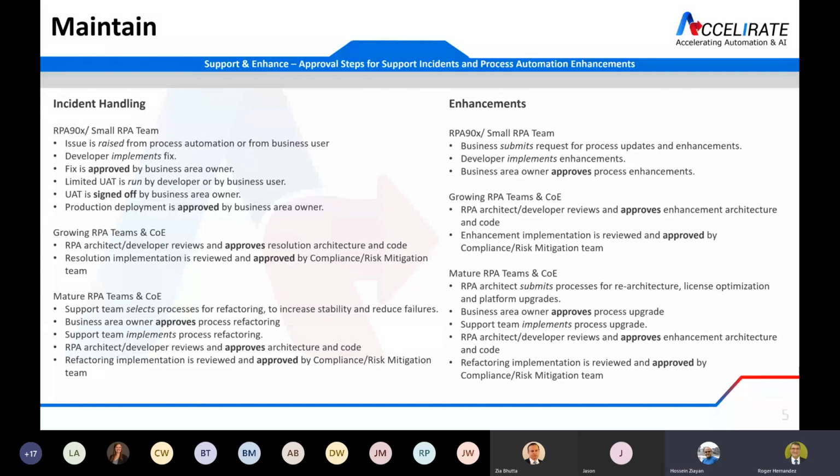So in those scenarios, your business area owner approves the process upgrades, and your RPA architect and developers review and approve the enhancement architecture and code. And once again, similar to the other changes, your compliance and risk mitigation team have an approval step to ensure you're in compliance and you've addressed production risks.